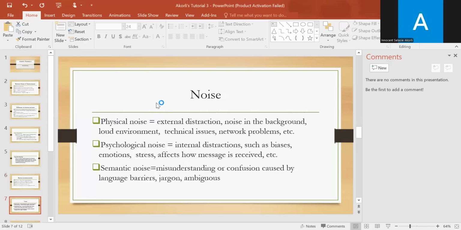Now, unlike barriers, noise, as we saw already, is temporary. Just for a moment or so. So physical noise in the background, or maybe you are making a call and there is a network problem. You can move from one place to another, and then you can see that the network will improve. That is why we say that noise may not be permanent. Noise is not structural, it's not systemic.